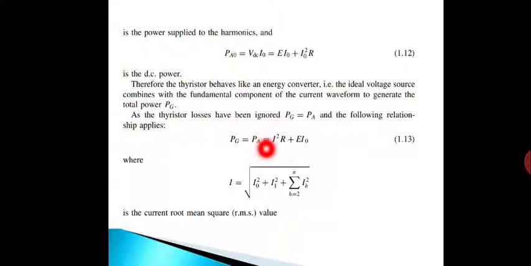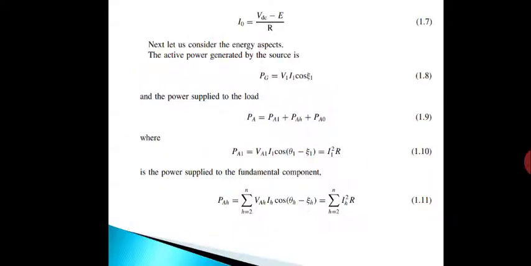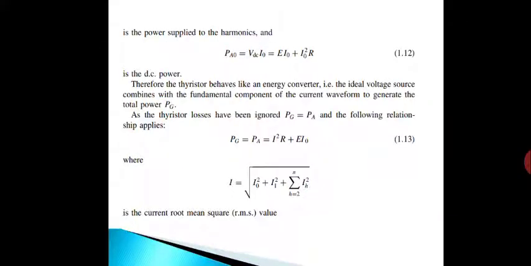So what is the total current here? The current in the resistance is made of the DC component, the fundamental component and the harmonic component. That is the root mean square, the RMS value.